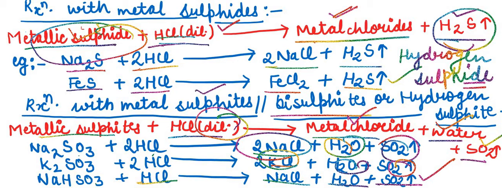Remember one thing always: lead sulfate is insoluble in dilute hydrochloric acid, so its chloride cannot be prepared by adding dilute hydrochloric acid, because in that case we always require concentrated HCl for the lead sulfate.